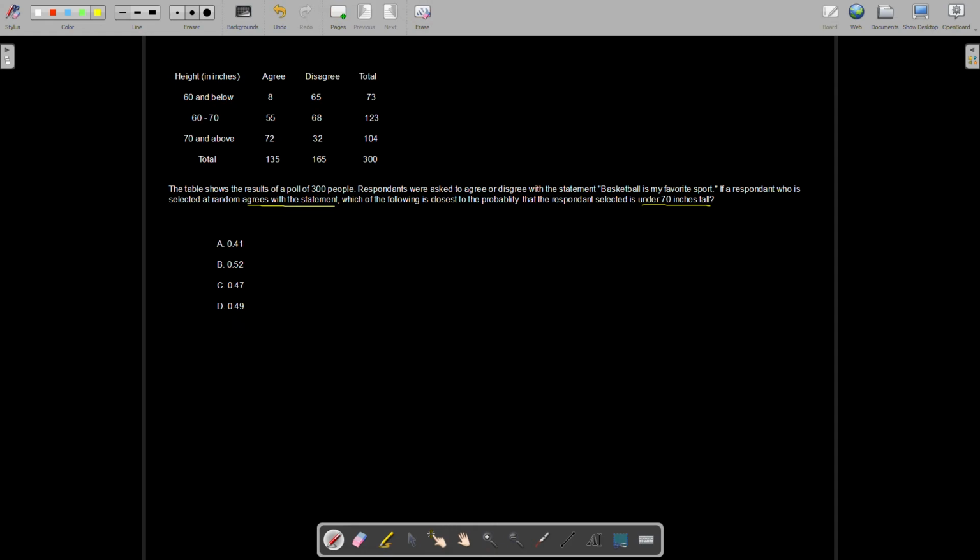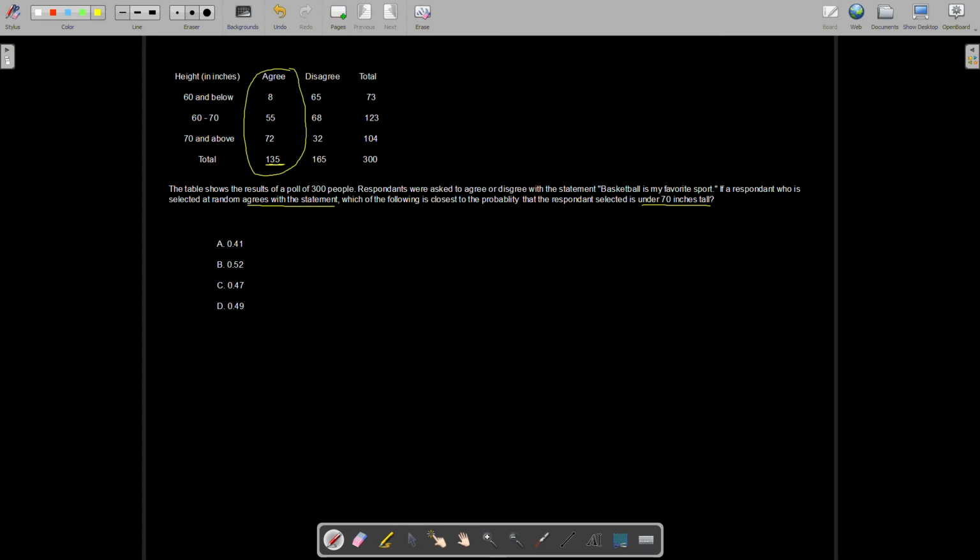The most common mistake is to accidentally divide in the end when finding the probability by this big 300 total. But the person who is selected at random is not selected at random from the whole group. It's only selected at random from the people who agree with the statement. So the people who agree with the statement is this column, and in total 135 people agreed with the statement.